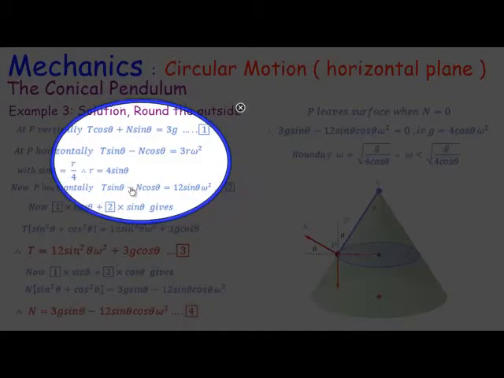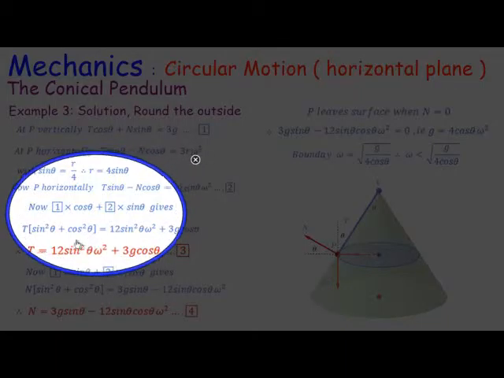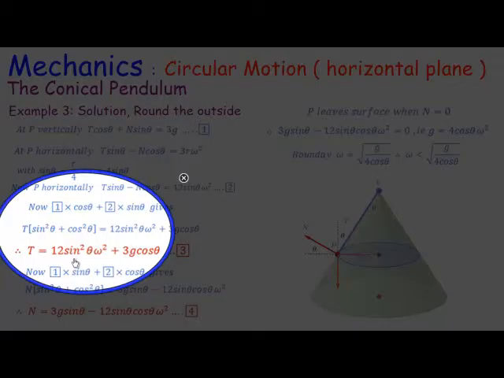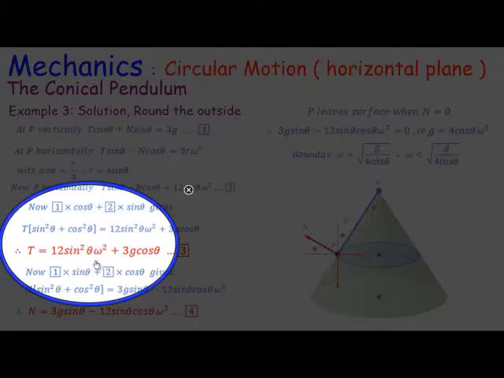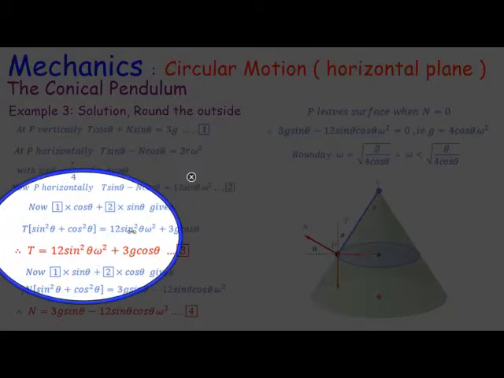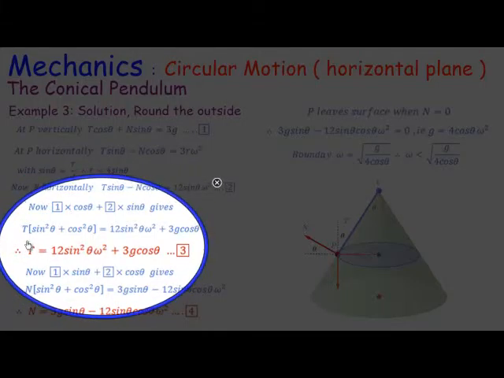Now, how do we solve this for T and N? You can see here we've got T cos theta and T sine theta, so we need to multiply 1 by cos and 1 by sine to eliminate either of them, depending on which way you go. If you do 1 by cos and 2 by sine, you end up getting T times sine squared plus cos squared, which we know is 1. That gives us the tension: T is 12 sine squared theta omega squared plus 3g cos theta, g being gravity.